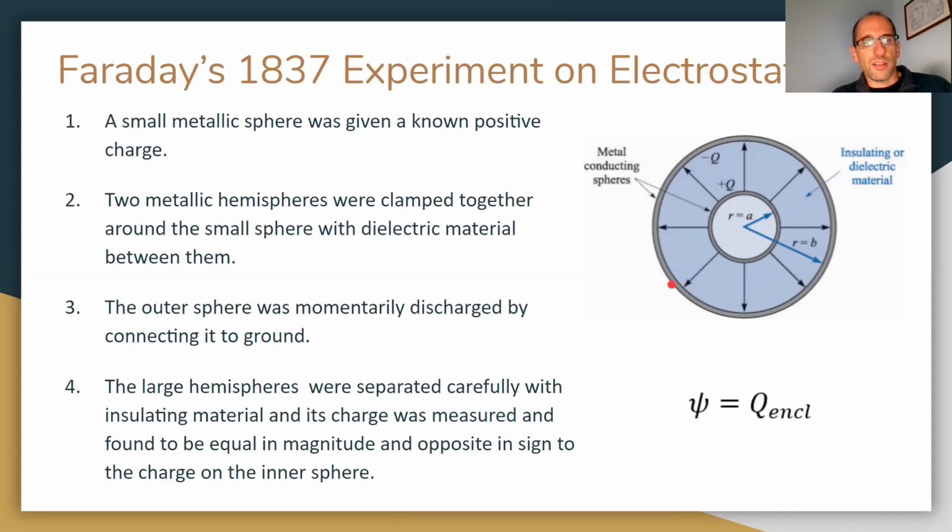The outer sphere was momentarily discharged by connecting it to ground, and then the larger hemispheres were carefully separated with insulating material so that the charge induced on that sphere would not be messed up. And it was measured. It was found to be equal to the charge on the inner sphere, but opposite in sign. And from this, Faraday concluded that there was some kind of displacement flux, which we just call electric flux now, between the inner sphere and the outer sphere, that induced on the outer sphere this charge that was equal to and opposite in sign as the charge on the inner sphere.